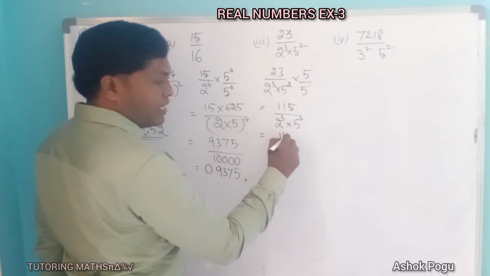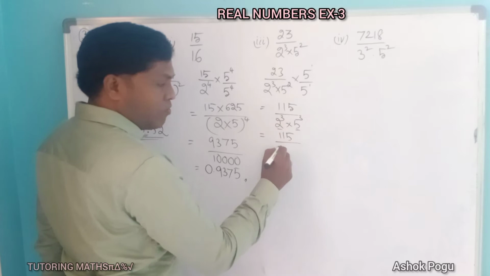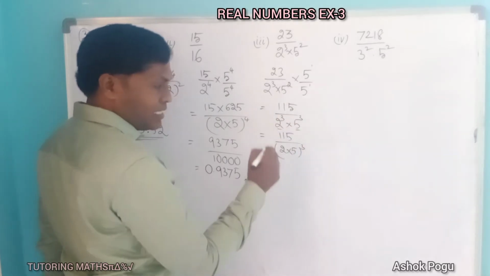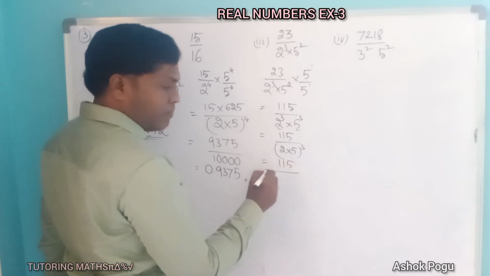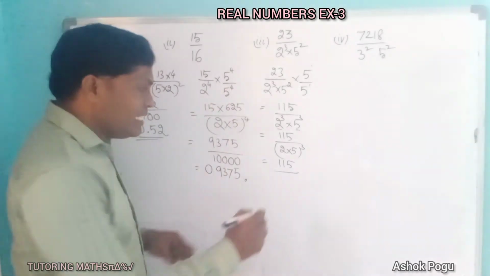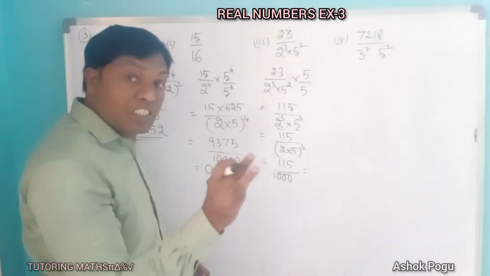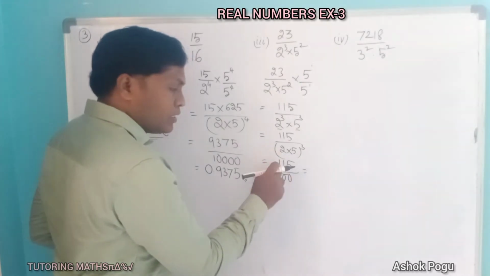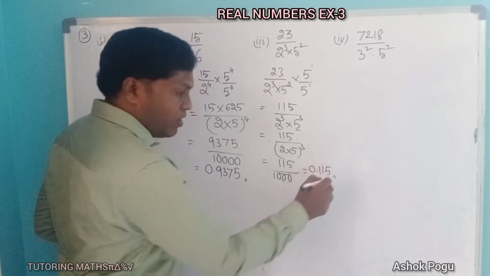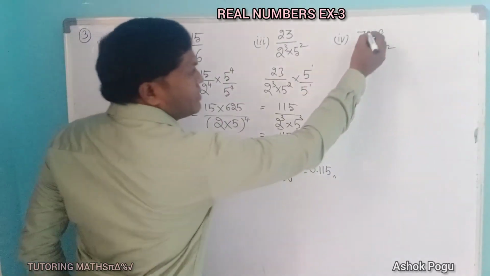And finally we get 115 by, when exponents are equal, then bases should be multiplied, can be written like this. And finally 115 by 2 5s are 10, but 10 cube means 3 zeros. So 3 decimal places we are going to get. 1, 2, 3. 3 decimal places, that is 0.115. And just like that, the question number 4.